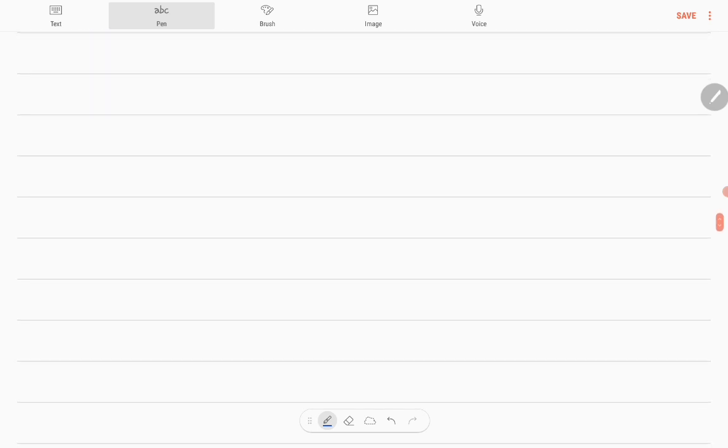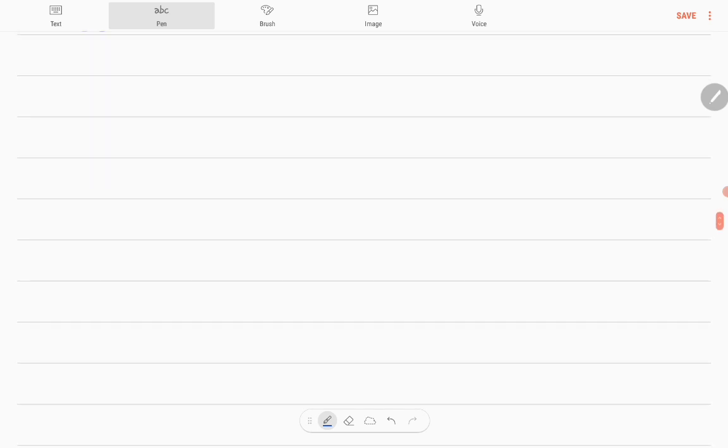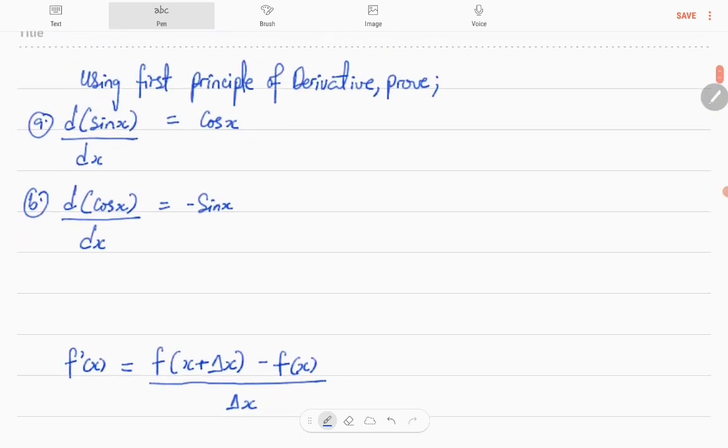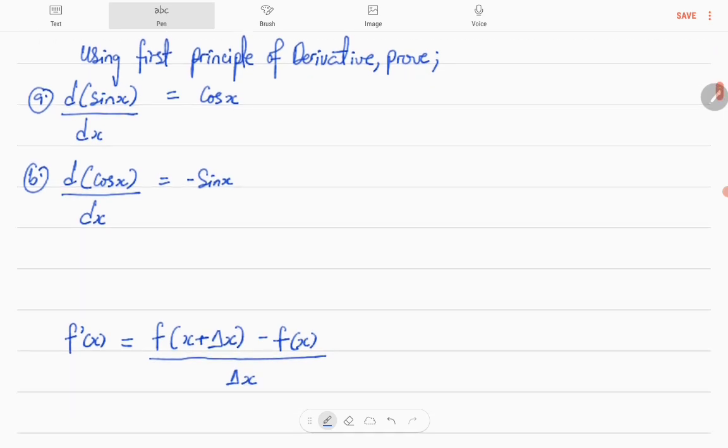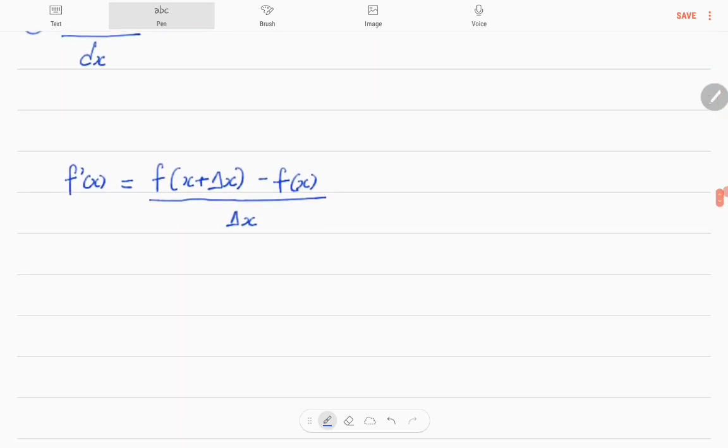So I'm going to state the first principle derivative formula. That's f prime of x is equal to f of x plus dx minus f of x, divided by dx. And of course we are going to be proving that the derivative of sin x is equal to cos x.